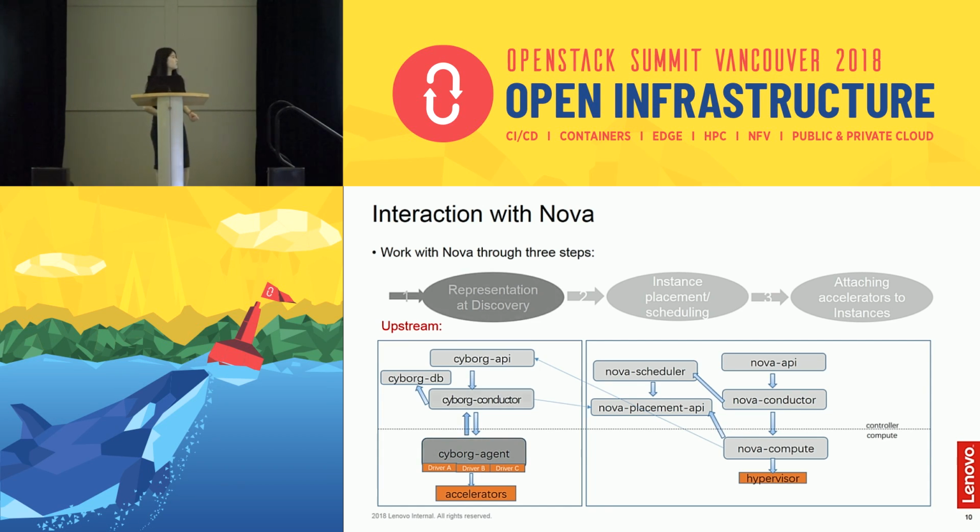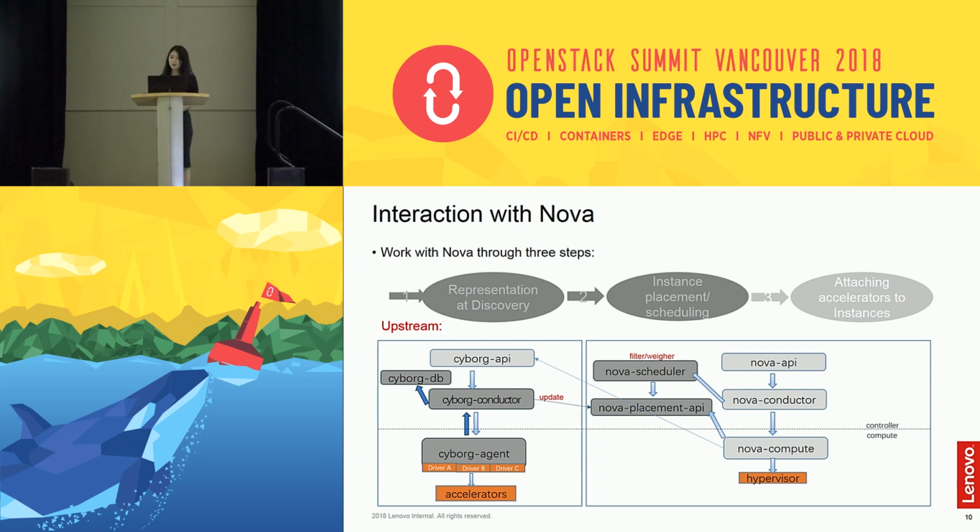The first one is representation and discovery. In this step, Cyborg should represent the accelerators as resources in Placement. When the device is discovered, Cyborg should update the resource inventories in Placement. And the second one is instance placement and scheduling.